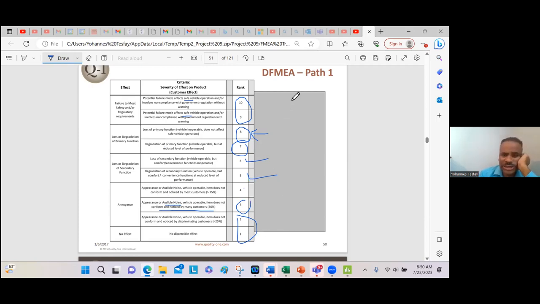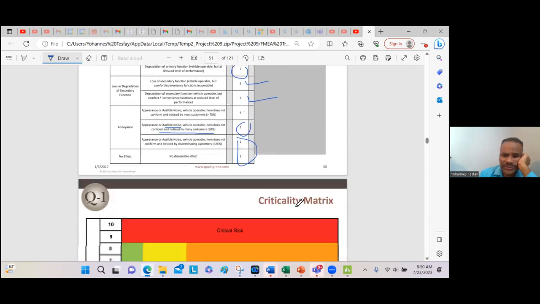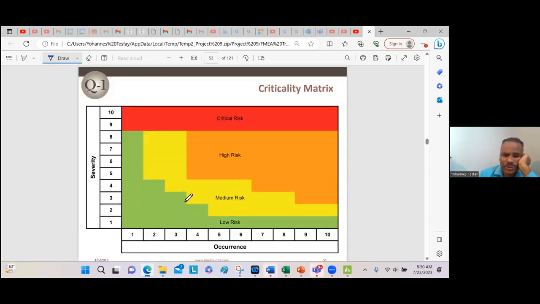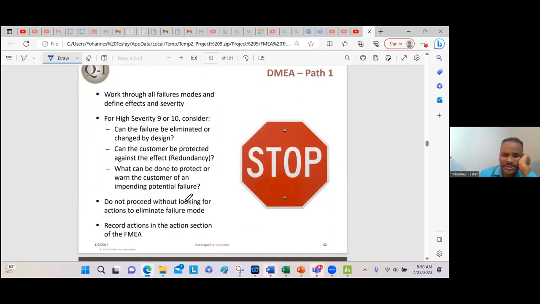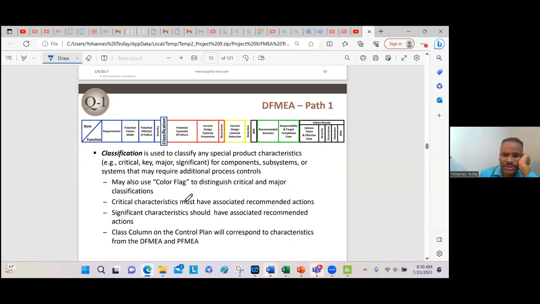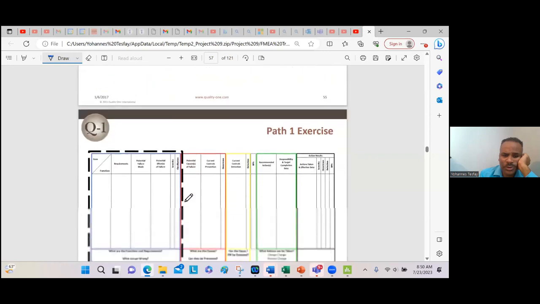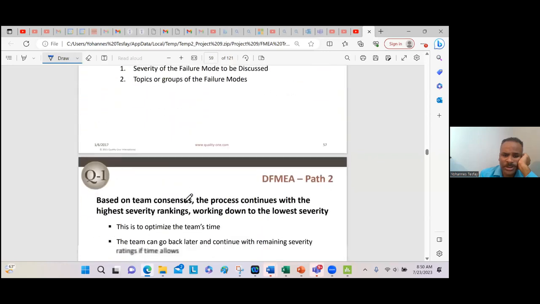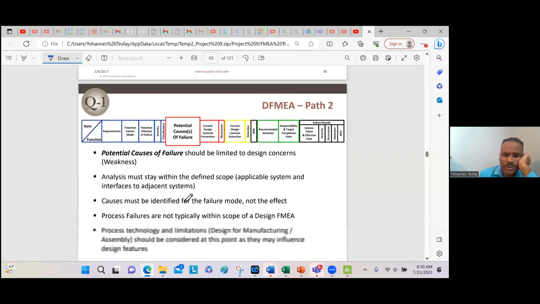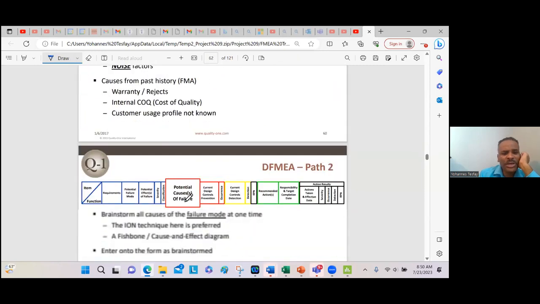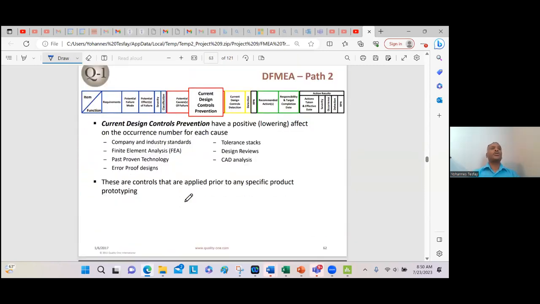Okay, so this is for severity again. Okay, severity. So you're going to put the metrics like that. Then you're going to look at it. Then we'll do some more on this one.